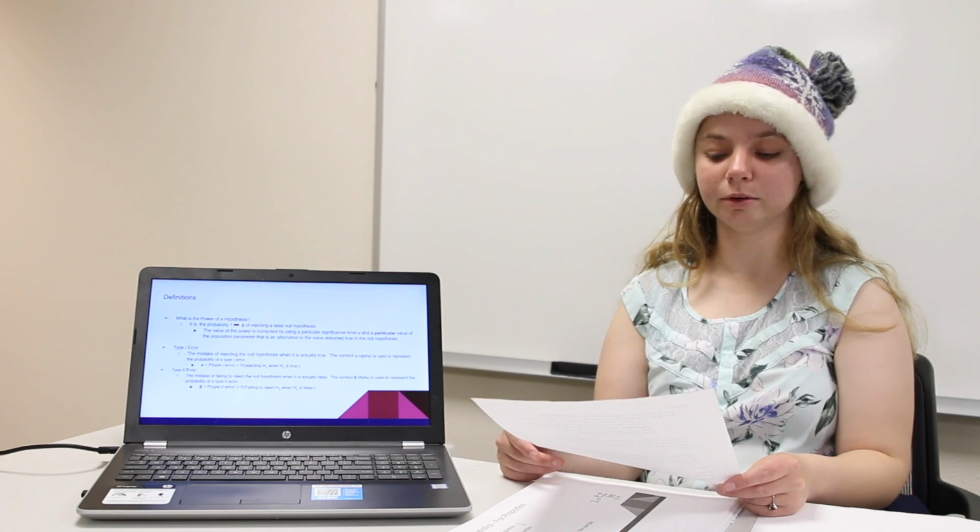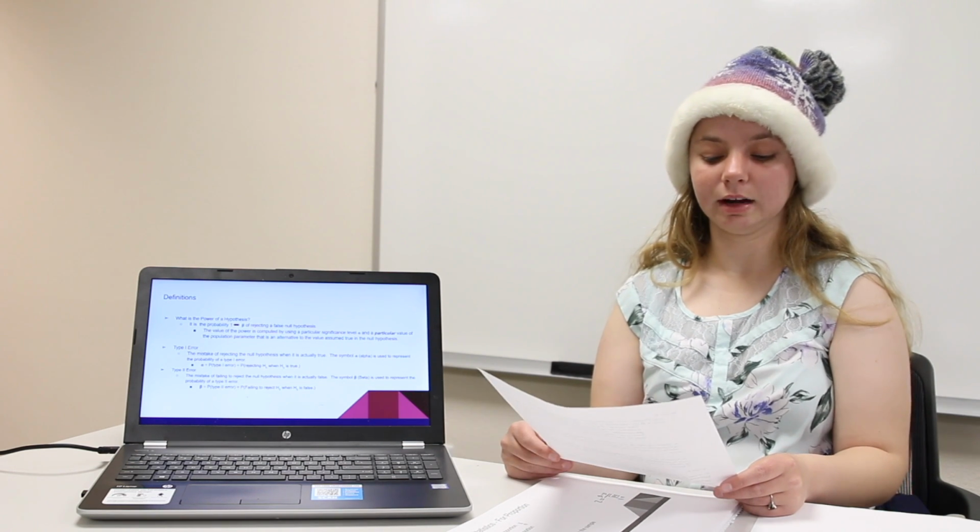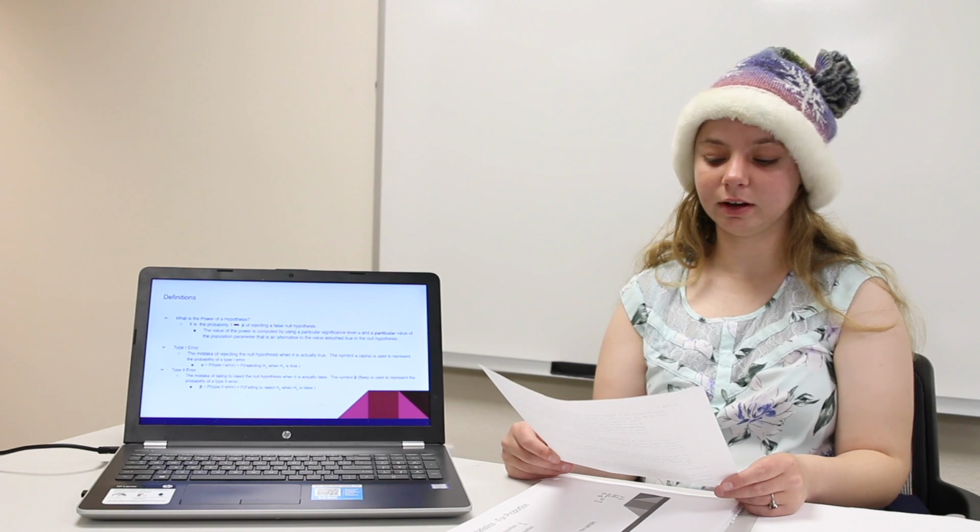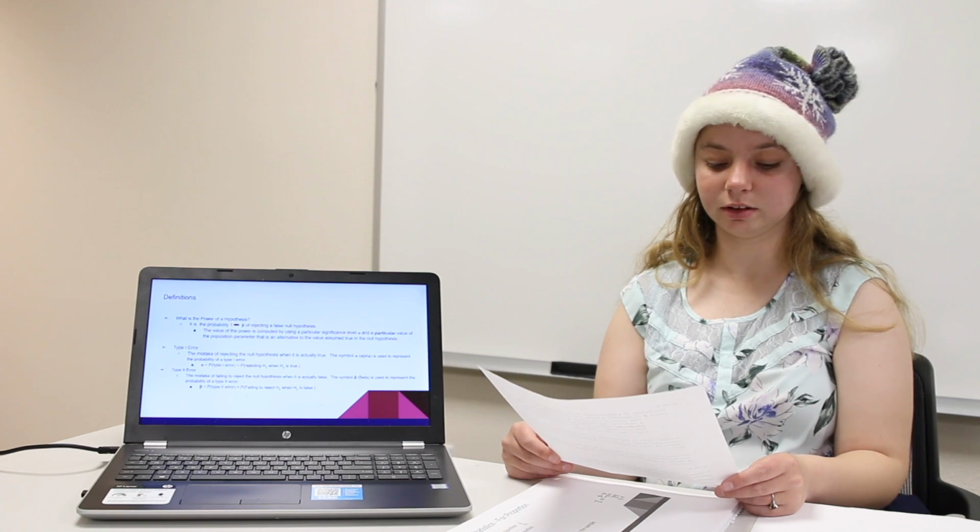A type 1 error is the mistake of rejecting the null hypothesis when it is actually true. The symbol alpha is used to represent the probability of a type 1 error. A type 2 error is the mistake of failing to reject the null hypothesis when it is actually false. The symbol beta is used to represent the probability of a type 2 error.